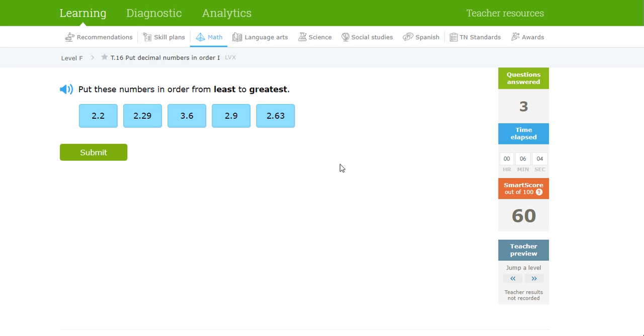The next is going to be 2.63 because even though you might say, well, wait a second, you've got a 9 though. 63 is greater than 9. Remember, this is 9/10, and this is only 6/10. You've got 6/10 and then 3 hundredths, but this is 9/10. Even though you don't have anything in the hundredths place, it's a greater number. And then, of course, the greatest one is going to be the 3.6.